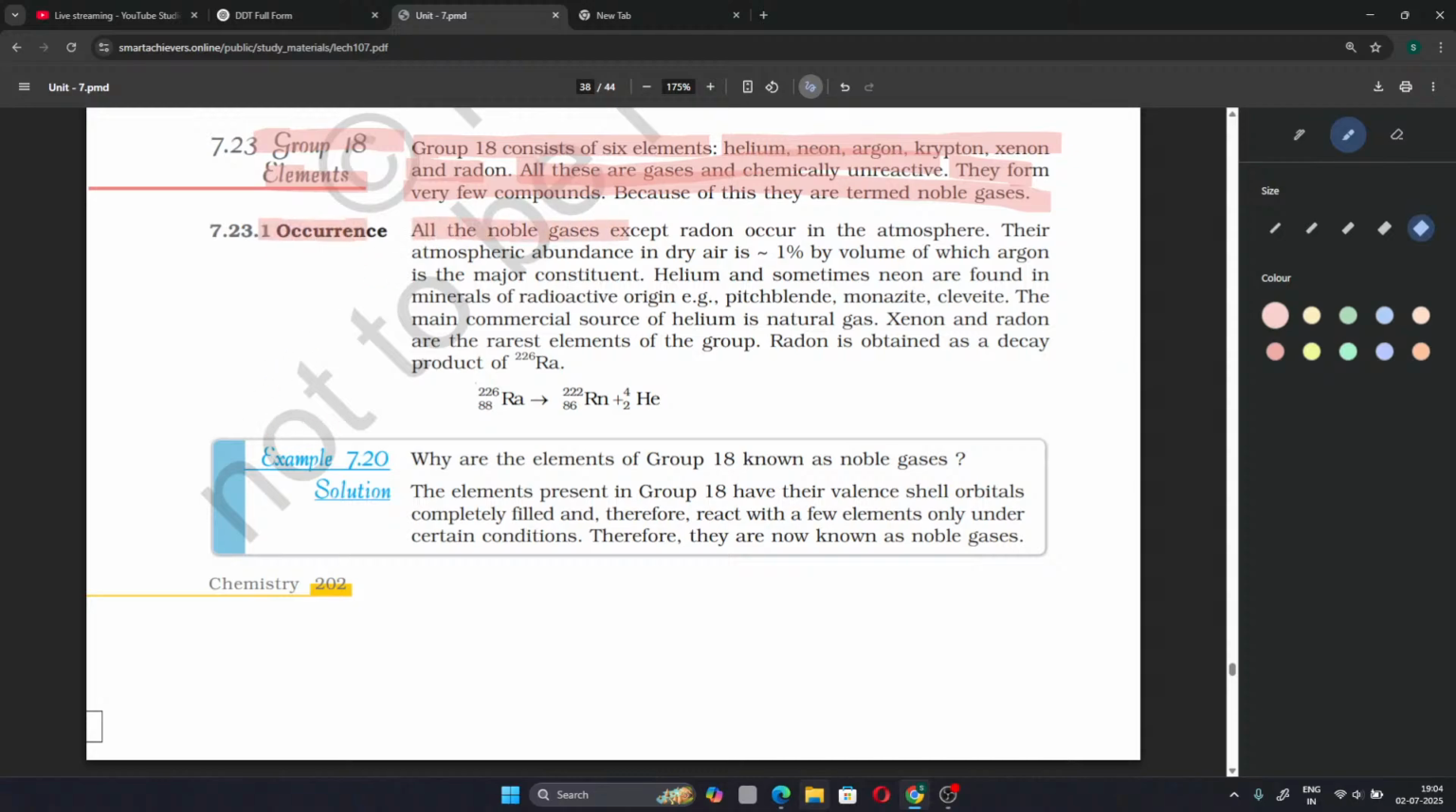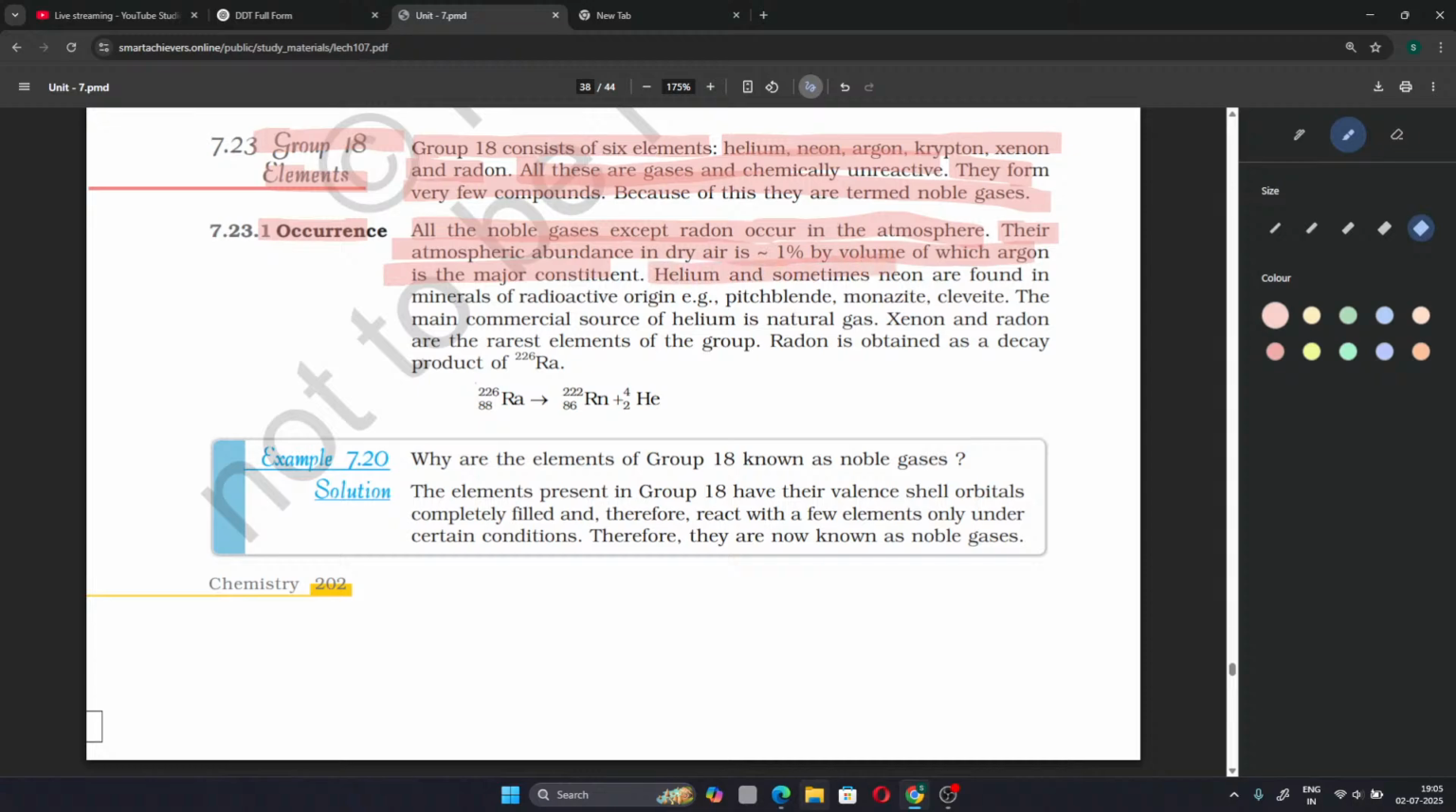Occurrence: all the noble gases except radon occur in the atmosphere. As they are inert, they occur in the atmosphere, but radon doesn't appear, maybe because it is radioactive. The atmospheric abundance in dry air is 1% by volume, of which argon is the major constituent. This is not including moisture or water content, as it is specifically mentioned that it is dry air. Out of this 1%, argon constitutes the major component.